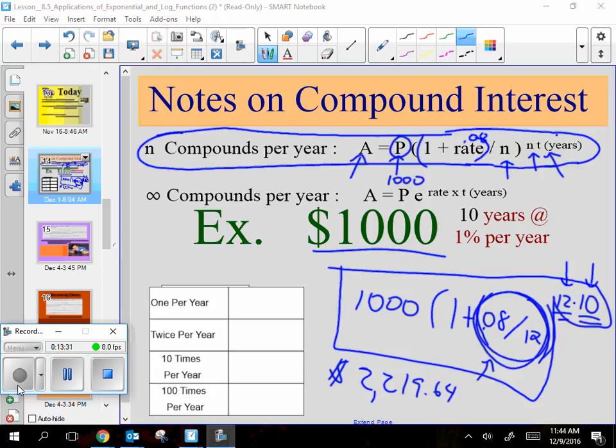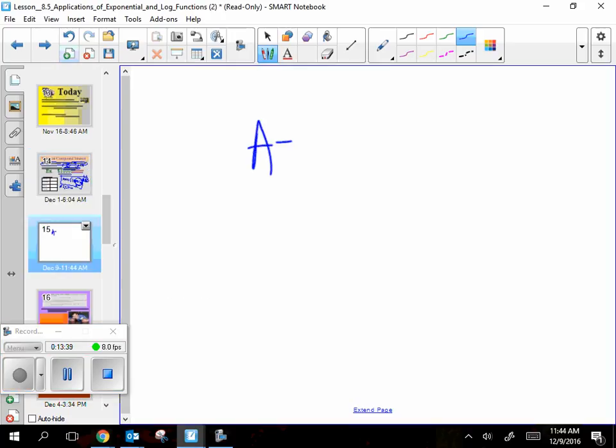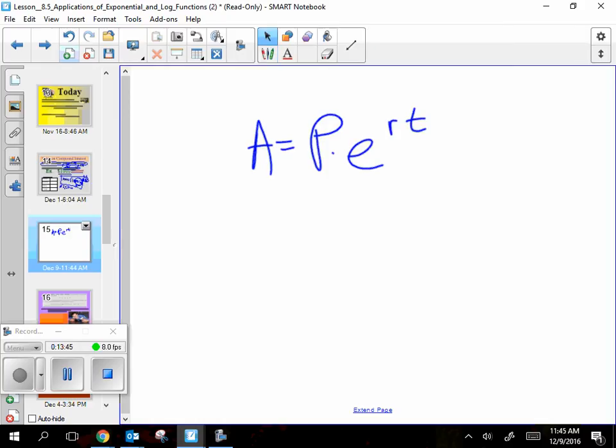The A equals Pe to the rt formula. This page is getting really messy, so I'm going to make a new one here. Amount is Pe to the rt. That's a much cleaner formula, and it works really well for what's called continuous compounding. That's the kind that the banks use. They almost never use monthly compounding. Granted, there's monthly payments a lot of times, but compounding is much more often done with this formula in the real world. So Pe to the rt is my formula for continuous compounding.